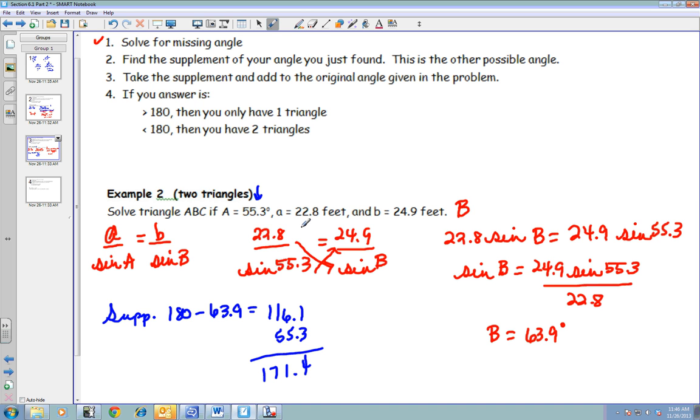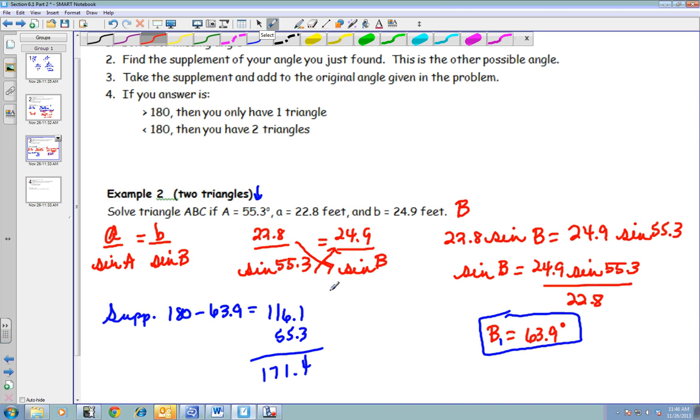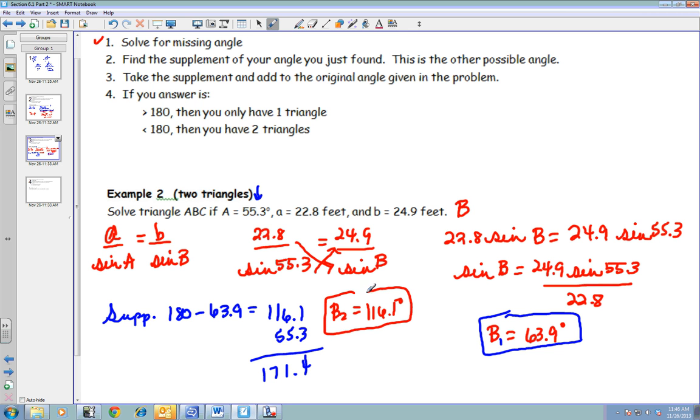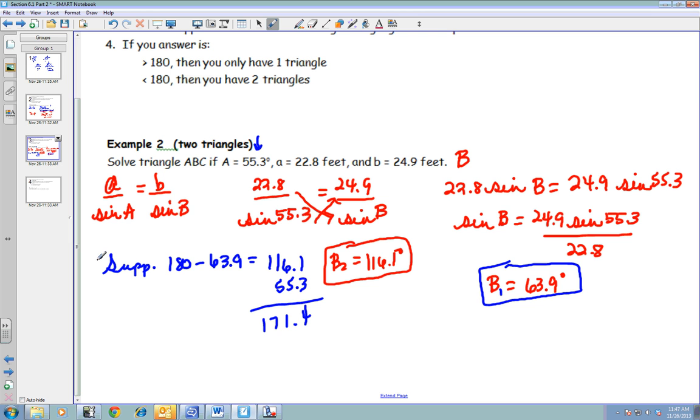My two possible triangles: here's one, angle B is 63.9, and my other angle B is 116.1. Let's call this B1, and my angle B2 is 116.1, what we got when we found the supplement of this angle. Once we have our two angles, we have two separate problems to solve. So I'm just going to divide this up.